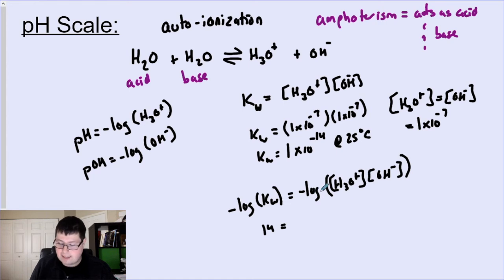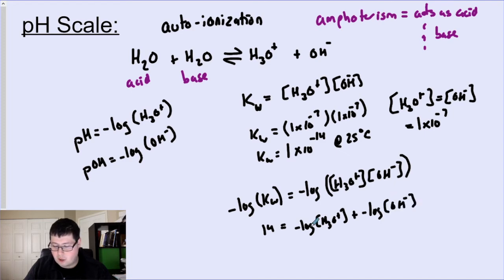And then I can take the negative log of this side. Now, if I have the negative log of two things multiplied together, I can express that as the negative log of each of them added. So I'm going to take the negative log of the H3O plus concentration plus the negative log of the OH minus concentration. And we've already defined both of those things. Negative log of H3O plus is pH. Negative log of OH minus is pOH. And so I can get a new expression relating pH and pOH, saying that pH plus pOH is equal to 14.